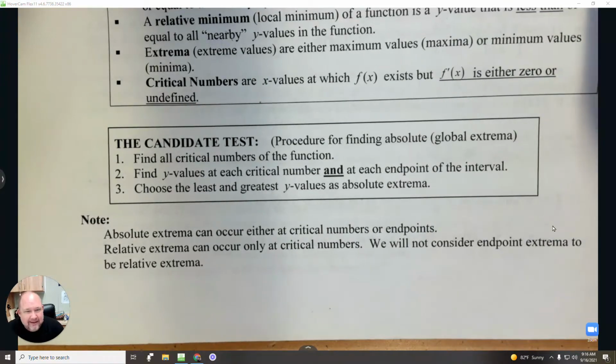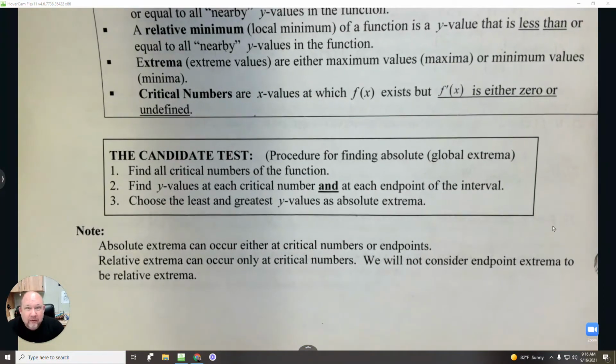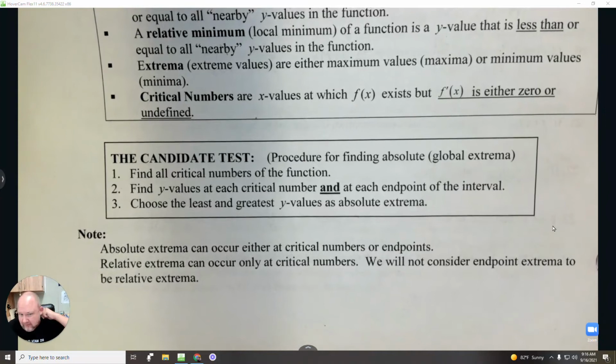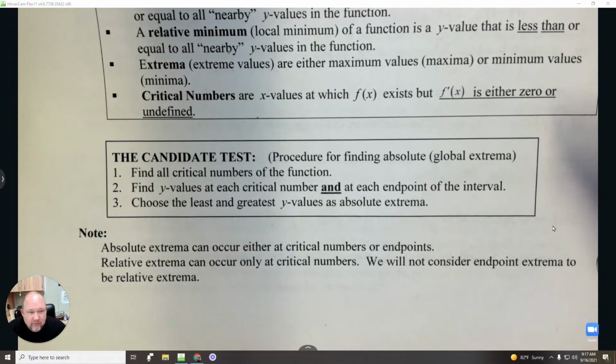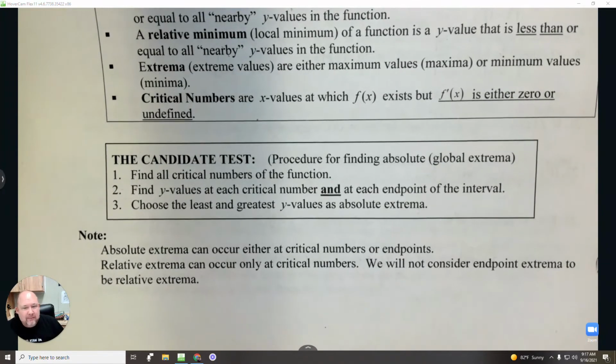Absolute extrema can occur either at a critical number or at endpoints. Relative extrema only happen at critical numbers. We will not consider endpoint extrema to be relative extrema. Here we go.